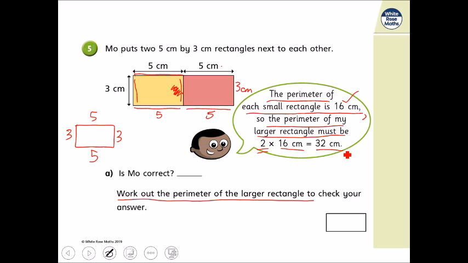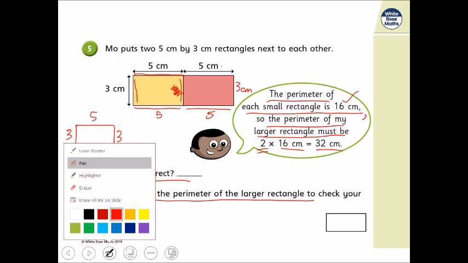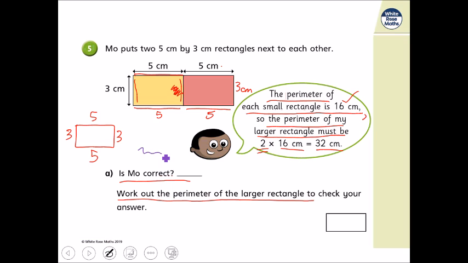So, is Mo correct? Well, let me change colour to purple. How's this? Yeah, that's nice and purple, isn't it? So, purple. The large rectangle is down here, and along here, and up here, and along here. Okay, so when they say large rectangle, that's what they mean. So, I'm going to draw that here now, so it's quite long, and there we go.